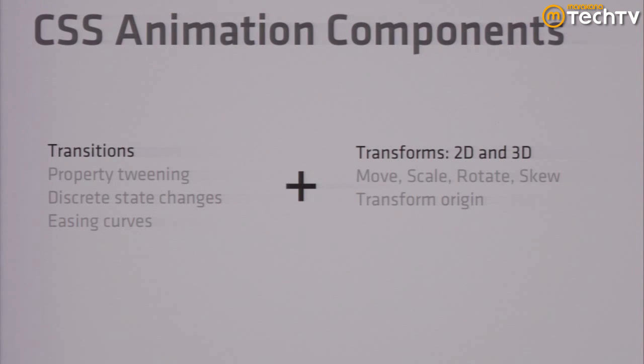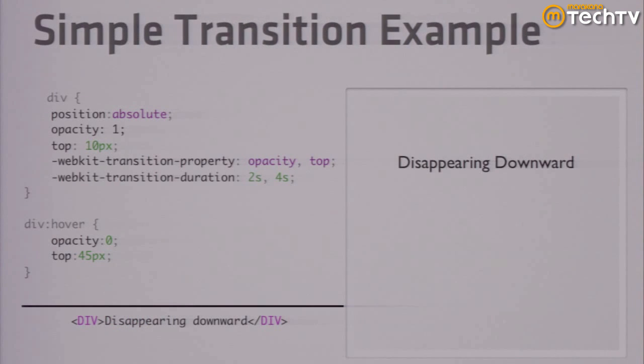And transforms, which is the four horsemen of transforms: the ability to move or translate, to scale, to rotate, and to skew. That's out in both 2D and 3D form, and I'll talk a little bit about browser support in a minute. You can also specify the transform origin with respect to which all these transforms are performed.